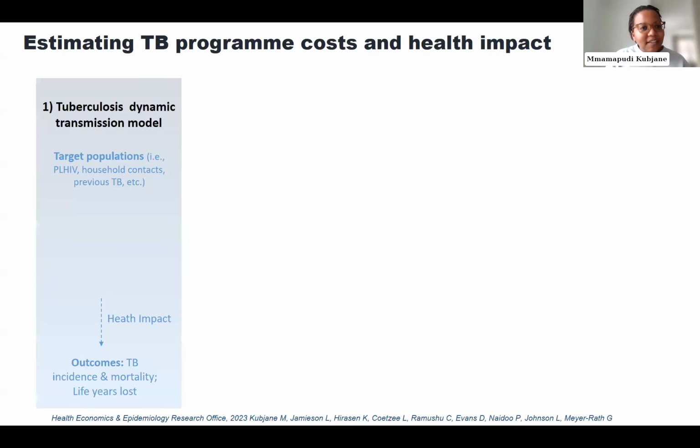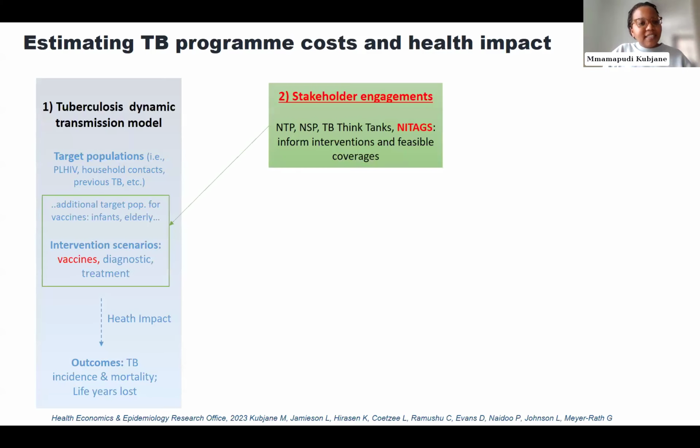So this starts with a TB model that, as I showed earlier, is a whole body of work which was done before. As Sheetal also said, it takes a long time to develop such a model, but if it's developed already and is fit to address policy questions, then at a time like this, when we need to add a new intervention, such exercises could be held. So with this transmission model, we include the target populations that would need to be targeted for the specific interventions.